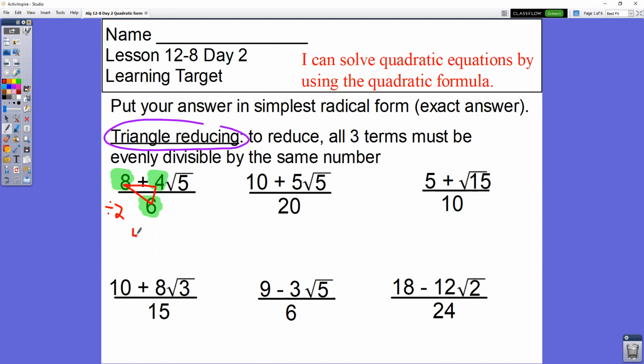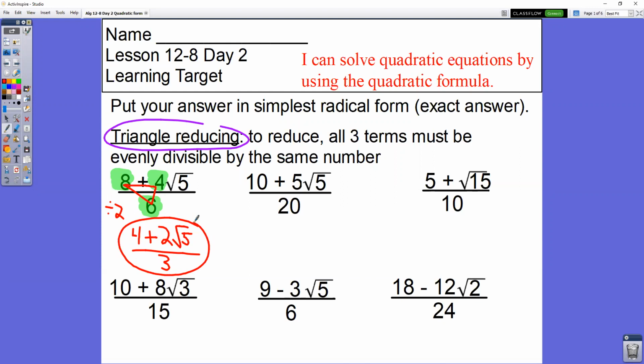8 divided by 2 is 4. 4 divided by 2 is 2. That radical 5 stays there. And the 6 divided by 2 is 3. So in simplest radical form, this original question would change into 4 plus 2 radical 5 over 3.